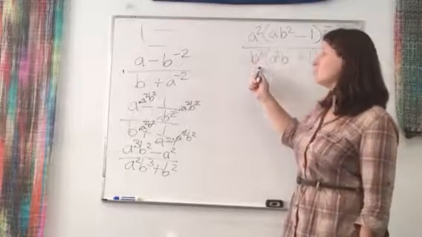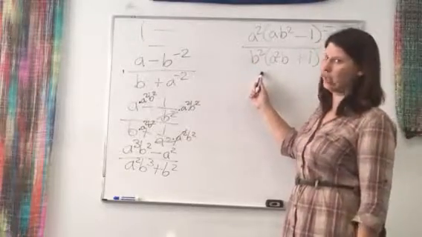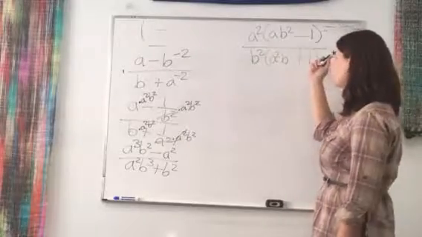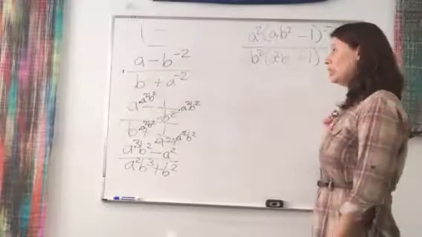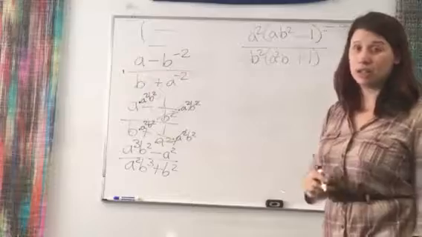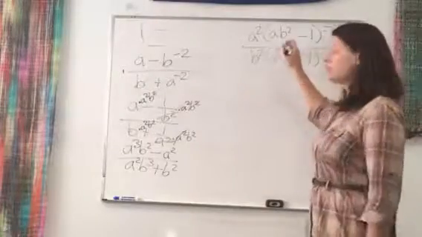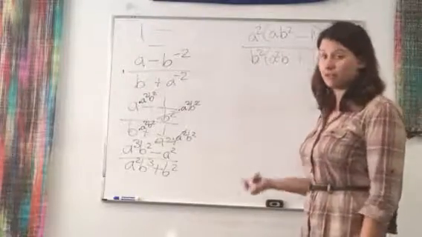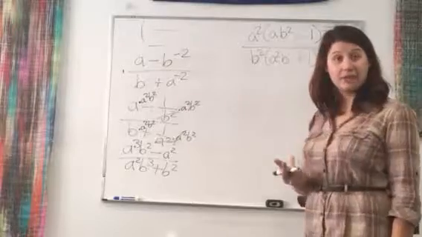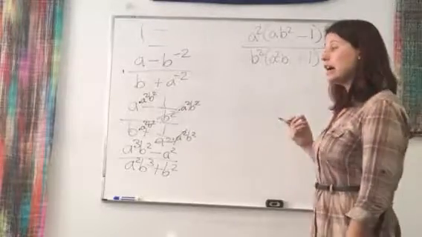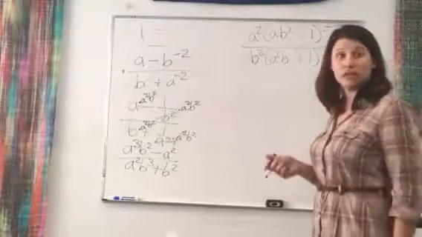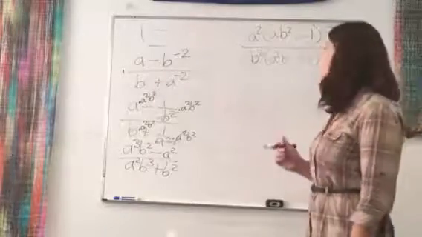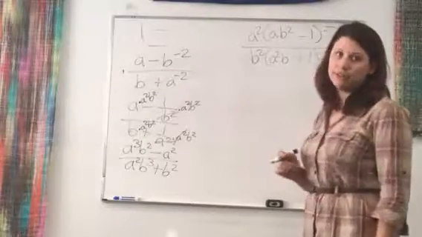Now, a squared over b squared, can't cancel anything there. ab squared minus 1 and a squared b plus 1, can't cancel anything there. And neither of these are factorable because they're not difference of squares, they don't have any more GCF in common, right? And it's not a quadratic, so we're kind of out of options. That is our final answer.